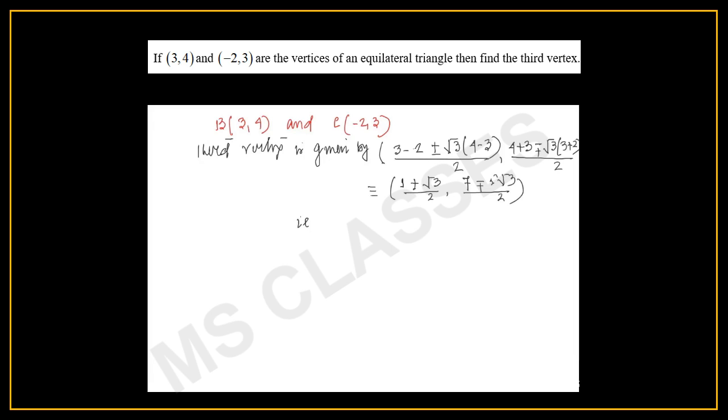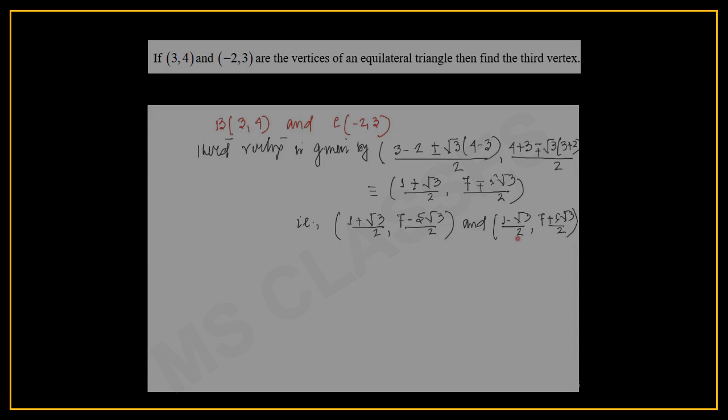Here we have two cases: (1 plus root 3 by 2, 7 minus 5 root 3 by 2), because when we take the plus form for the abscissa, we take minus for the ordinate. And we have another option: (1 minus root 3 by 2, 7 plus 5 root 3 by 2). So these are the two possible vertices, the two possible corners for the third vertex.